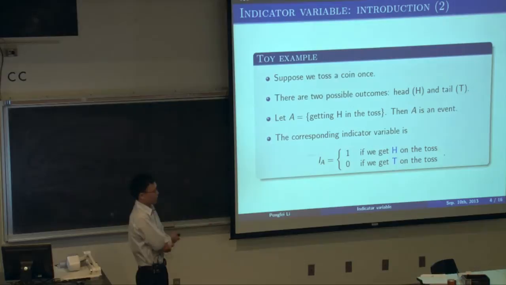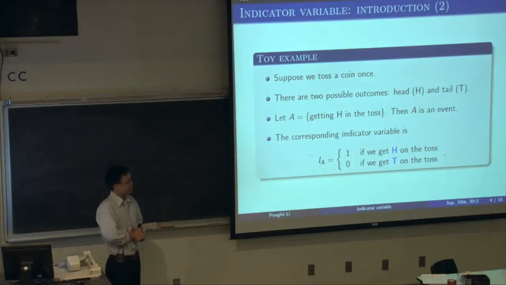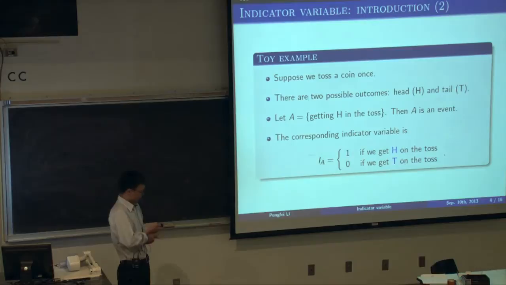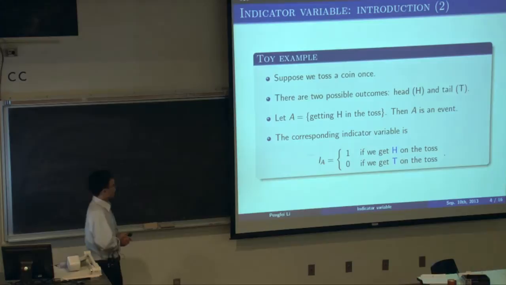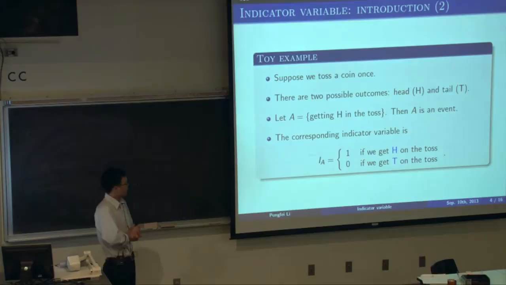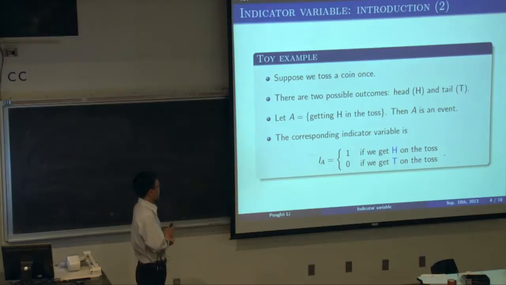I always toss a coin and toss a die with my students, so I give you a toy example here. Suppose we toss a coin just once, and then there are two possible outcomes, the head and the tail. So I will use H to denote head, and T to denote tail. Now, A is getting H in a toss, and then A is an event. So that's the concept of the event. And then we define the corresponding indicator variable, IA. So IA is equal to 1 if we get H on the toss, and if we get T on the toss, IA is going to be 0. So it is an indicator variable because it has just two values.